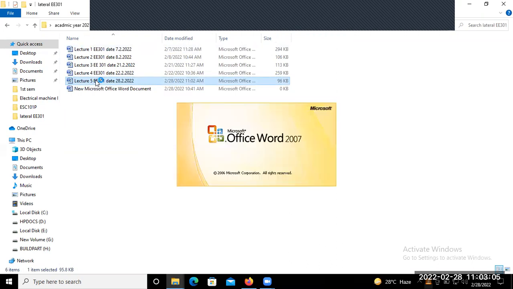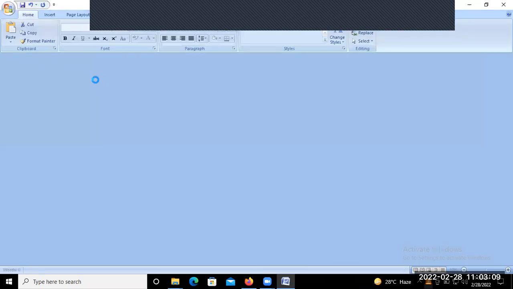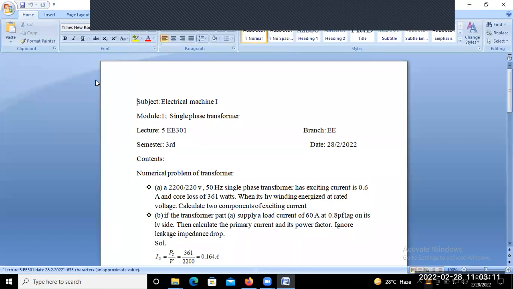I equal to this, square root of I square minus IC square, just depending on the value of IC and IE. That means exciting current.